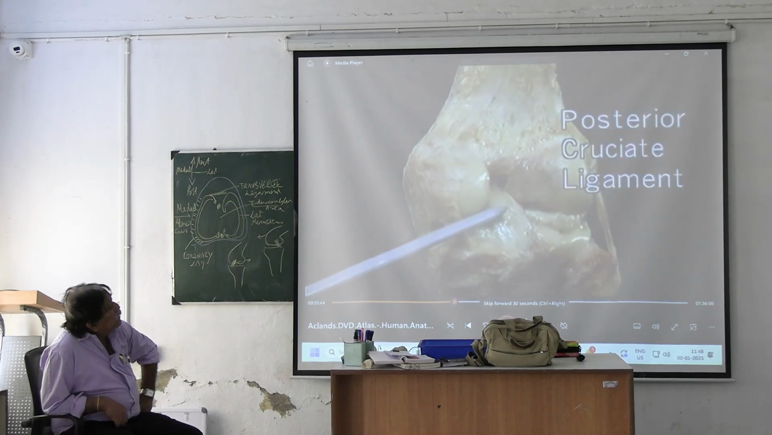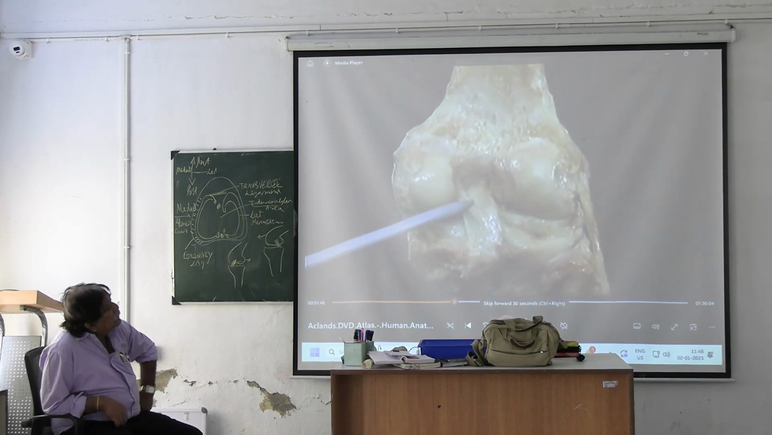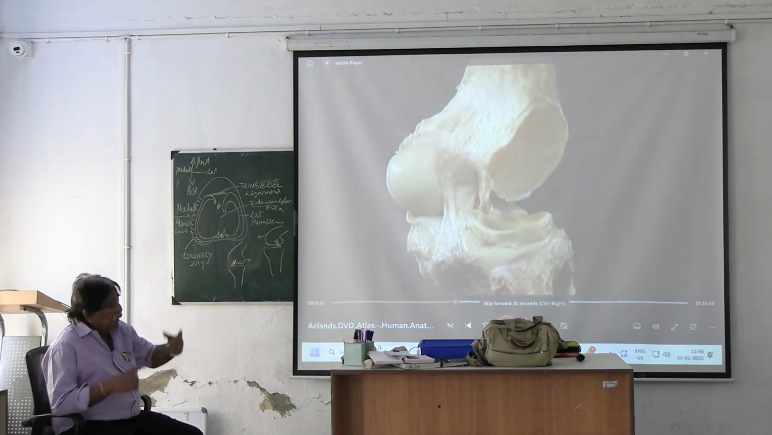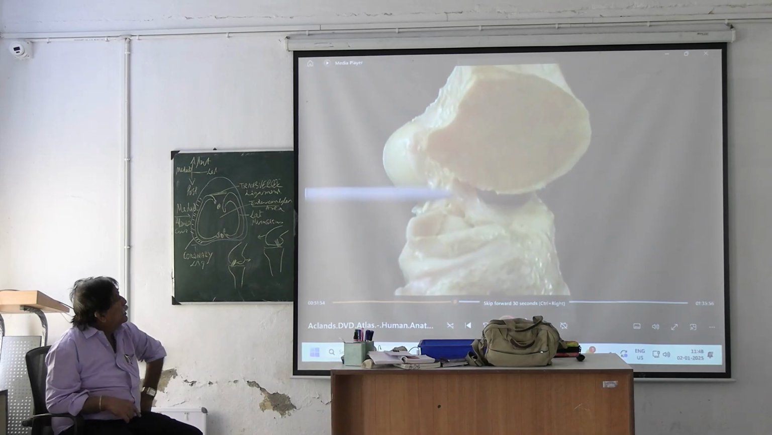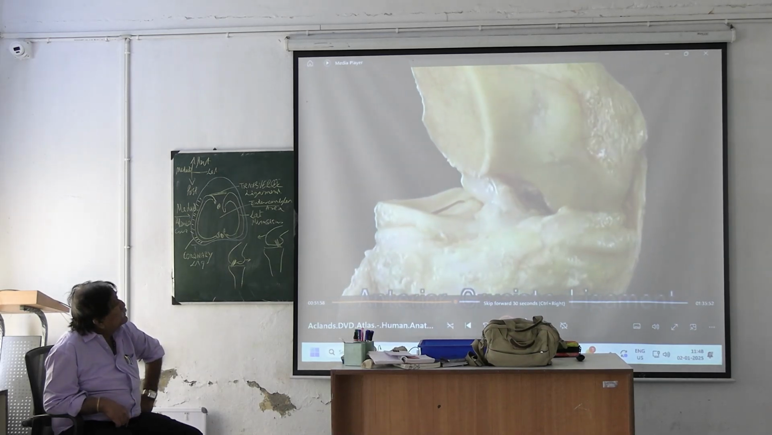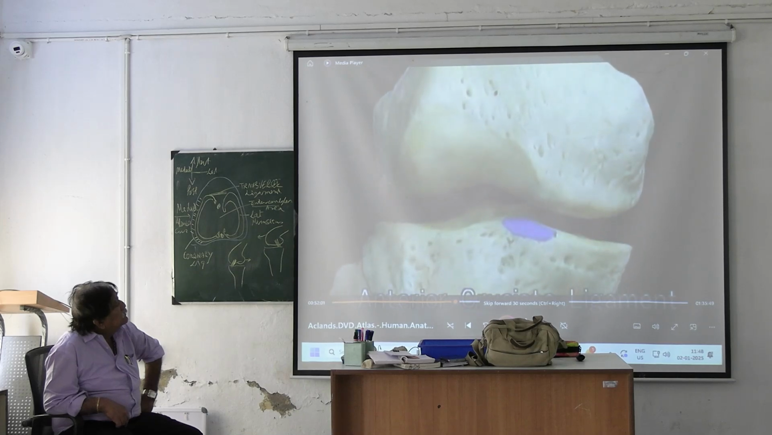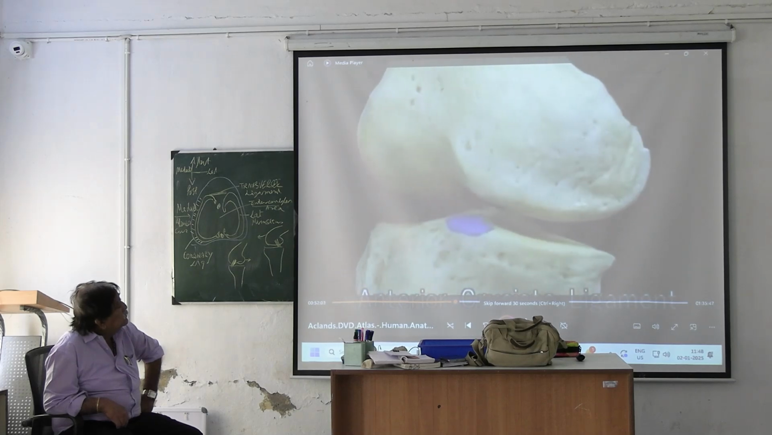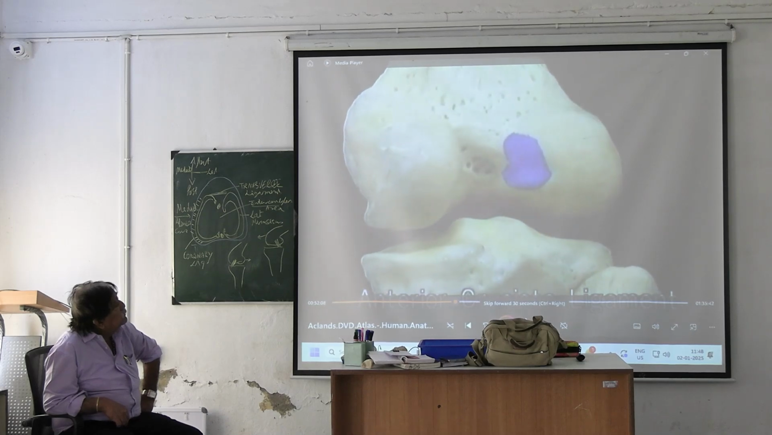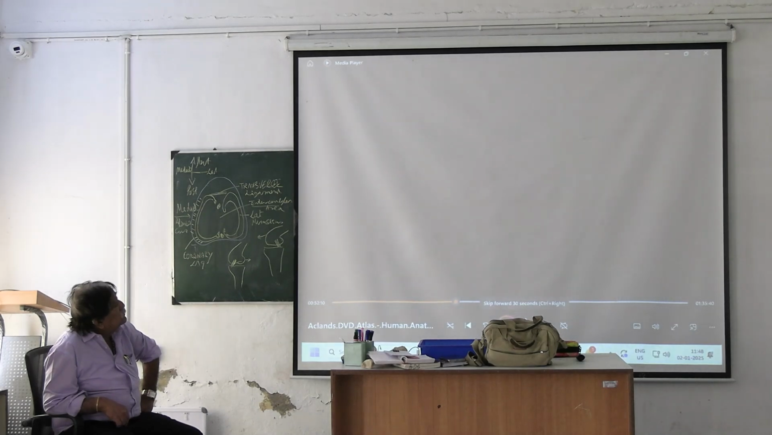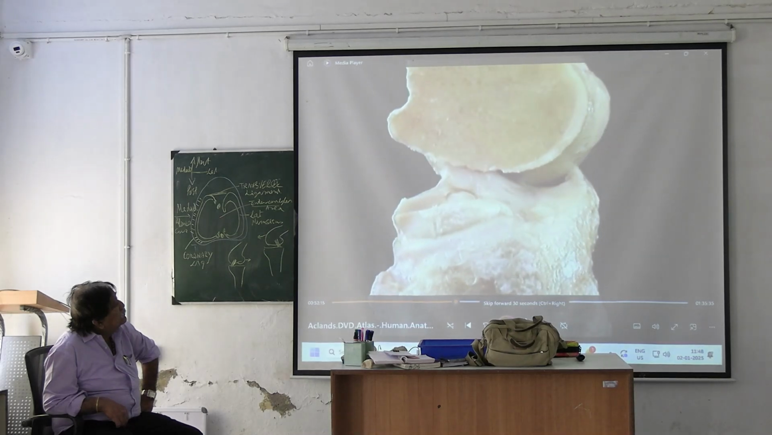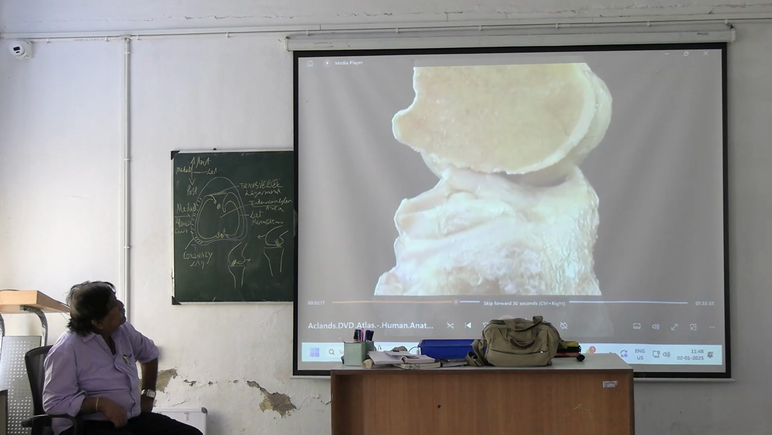Here's the posterior cruciate ligament, seen from behind. To get a better look at them, we'll remove the lateral condyle of the femur. Now we can see the whole of the anterior cruciate ligament. The anterior cruciate ligament goes from here on the tibia to here on the femur, on the inner aspect of the lateral condyle. The anterior cruciate ligament prevents the femur from moving backward in relation to the tibia.